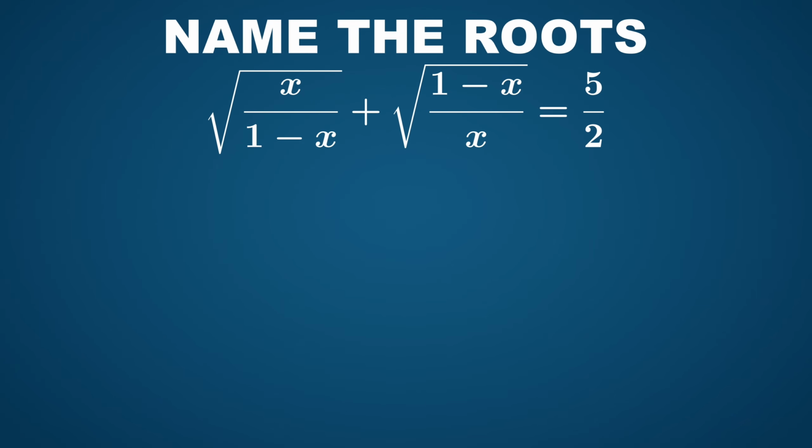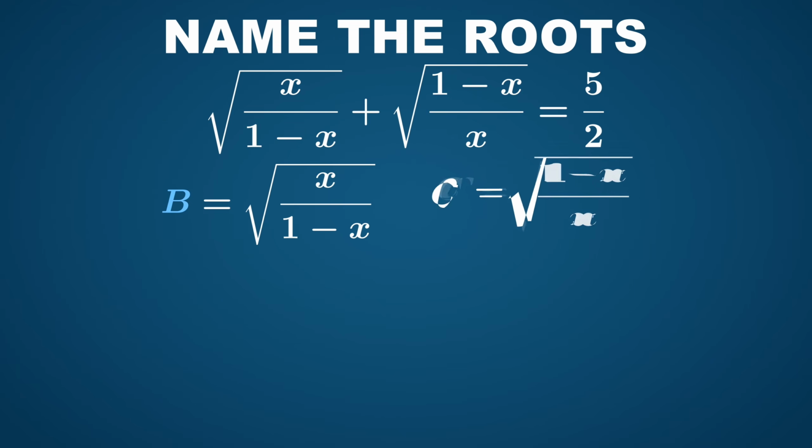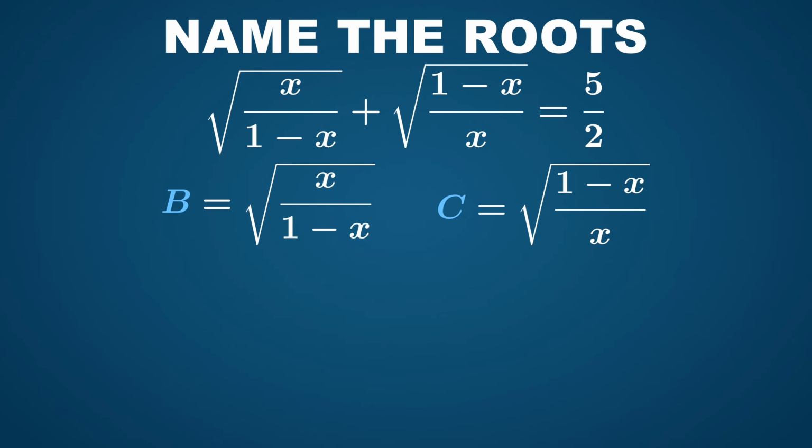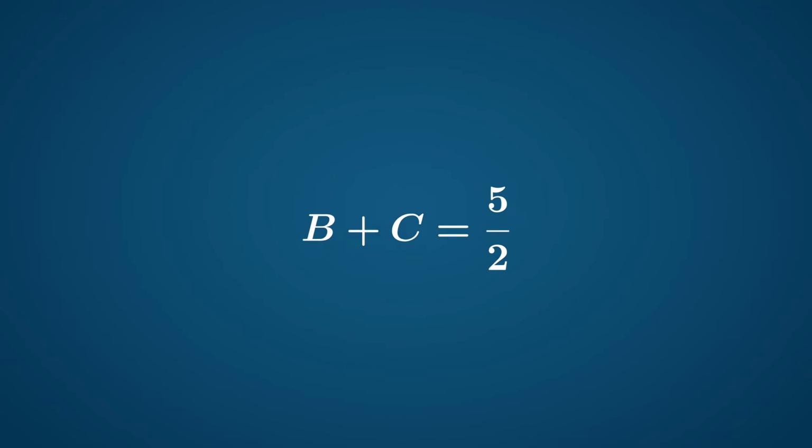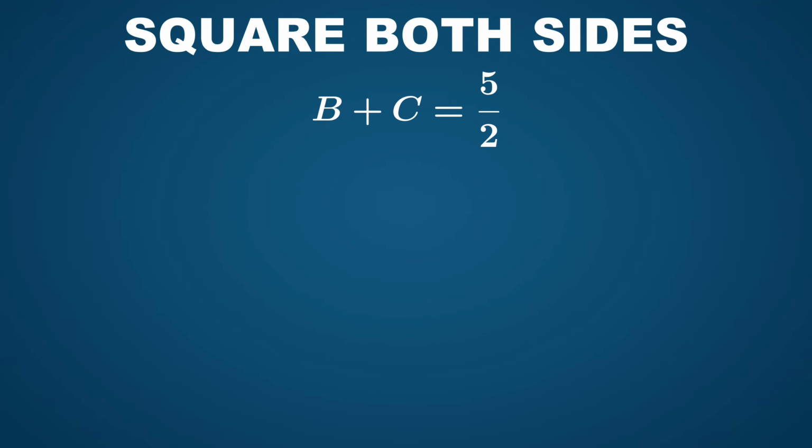Our first move is to give each square root a short name. Let b stand for the square root of x over 1 minus x. Let c stand for the square root of 1 minus x over x. With those names, the whole equation reads b plus c equals 5 over 2. This shorter form is easier to write down at every step, but the square roots themselves are still in the way. A clean way to remove square roots is to square the whole equation.